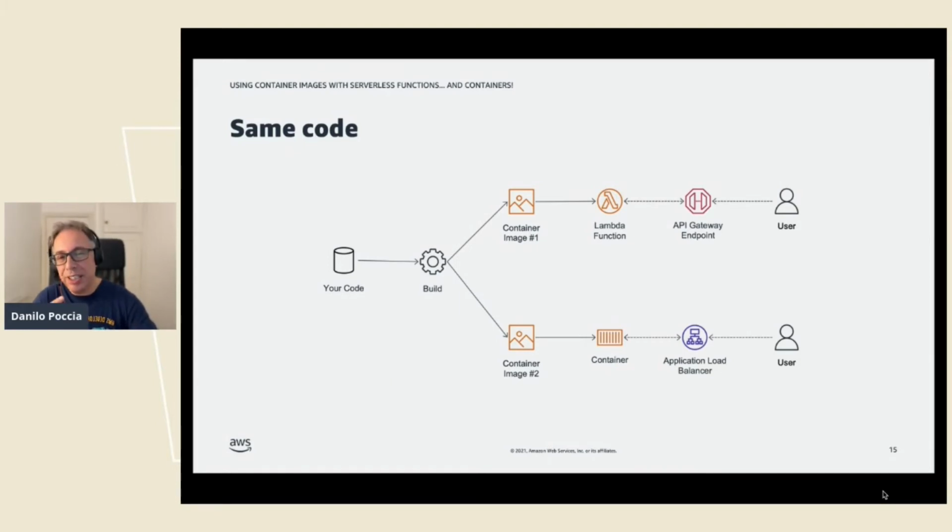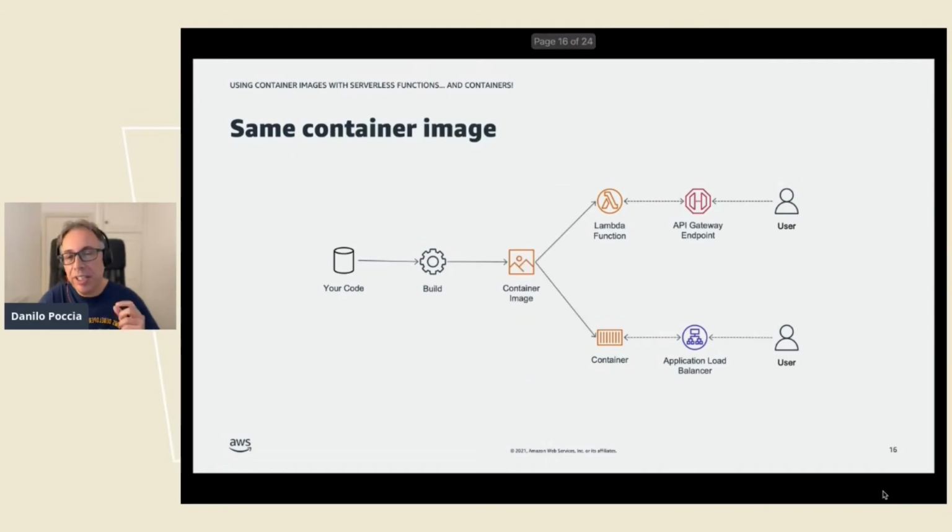The second approach, and it's the one that I'm trying to do today, is to create a single container image. And the same container image can be deployed to Lambda and to any traditional container environment, and then can be used to serve web traffic, so like a web API or even a traditional website.